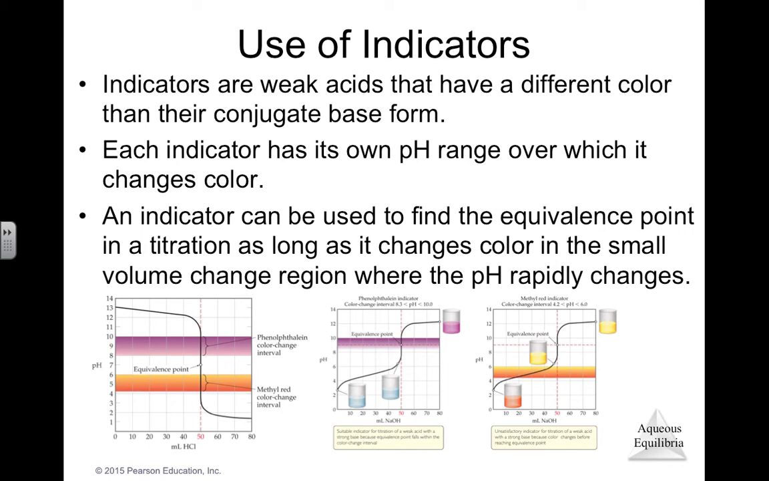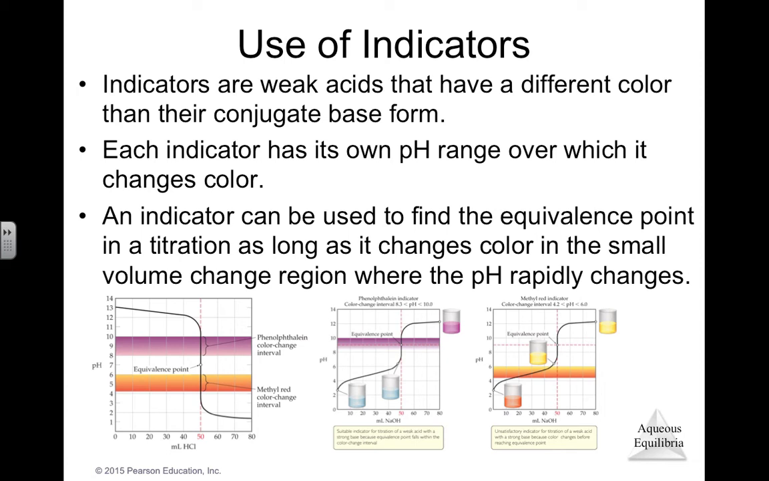So indicators are actually weak acids, and they have a different color between the weak acid and the conjugate base. So based on the predominant form, the color of the indicator will be different. Now each indicator, whether it's phenolphthalein, methyl blue, or methyl red, has its own pH range over which it changes color. And the indicator is really dependent on the pH, specifically at the equivalence point.